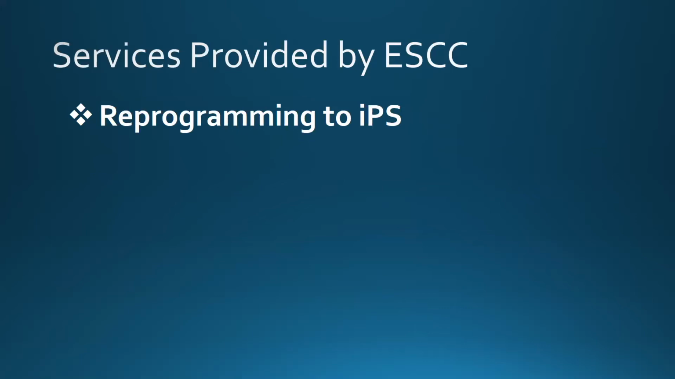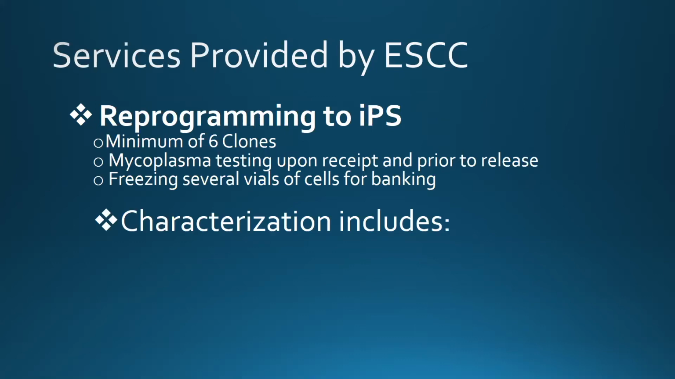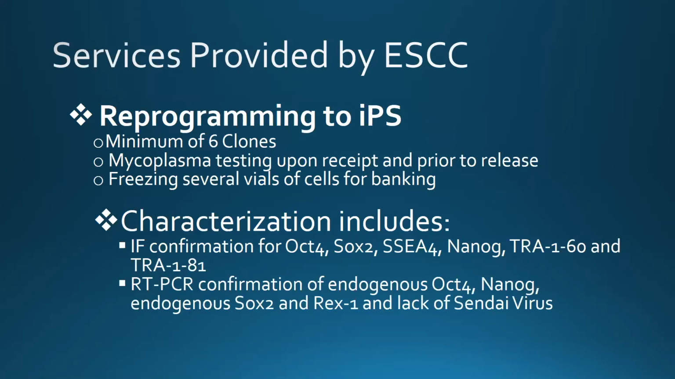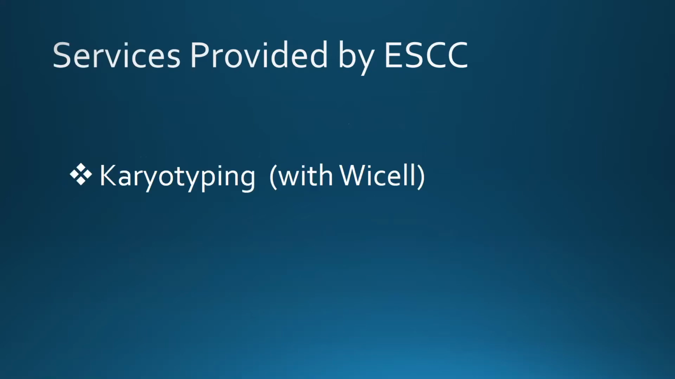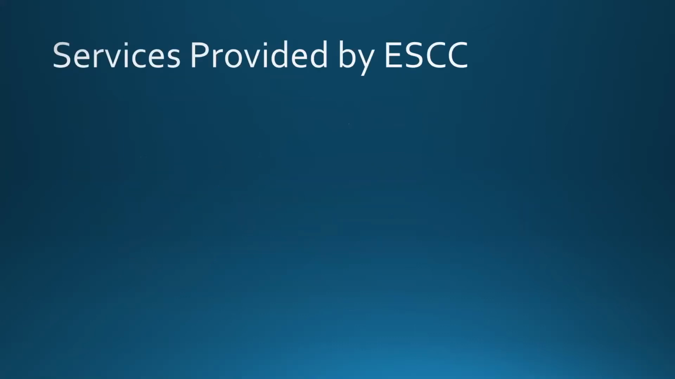Obviously, we offer reprogramming to iPS. We guarantee a minimum of 6 clones, and then freezing of several vials, which will be handed back to the user at the end. We also offer characterization, as I mentioned, which includes the IF confirmation and RT-PCR confirmation. As I mentioned, we also offer karyotyping, which will include a detailed report, which will be emailed to the user, of any abnormalities or normal karyotype, so that can also be used for publication or grant purposes.